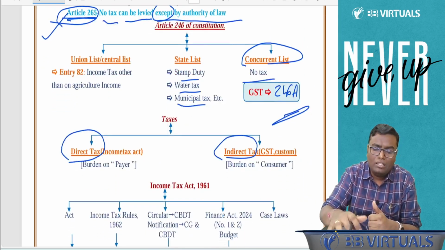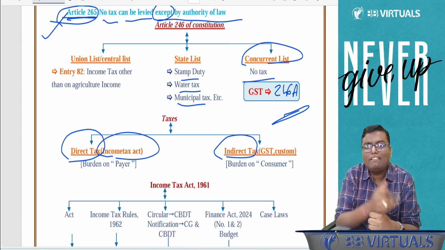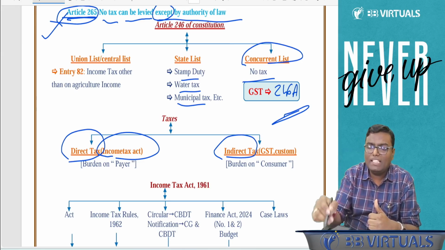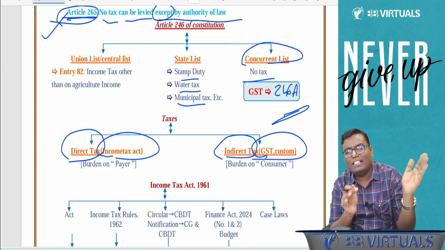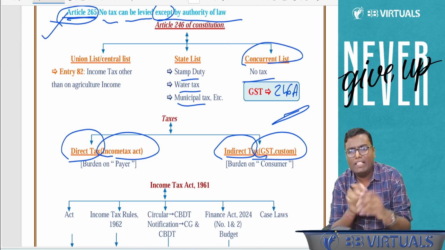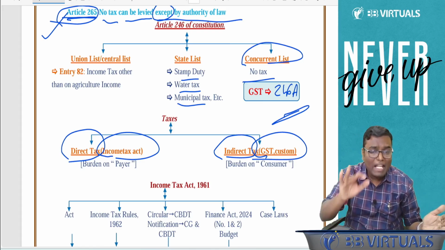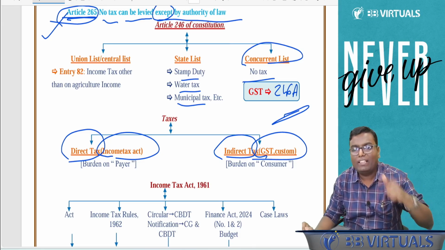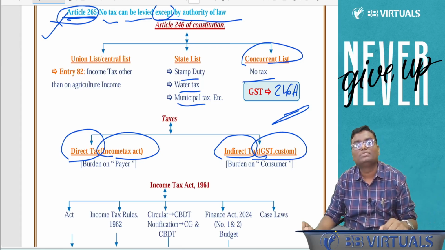As of now, in direct tax there is only one big act, and that is the Income Tax Act 1961. In indirect tax, mainly we have two acts, GST and customs. Further there are some more acts, but you will learn that in indirect tax. As of now, we are just understanding the basic things. So direct tax burden is on the payer, indirect tax burden is on the consumer. The example of direct tax is only one act, the Income Tax Act, and indirect tax, GST and customs.